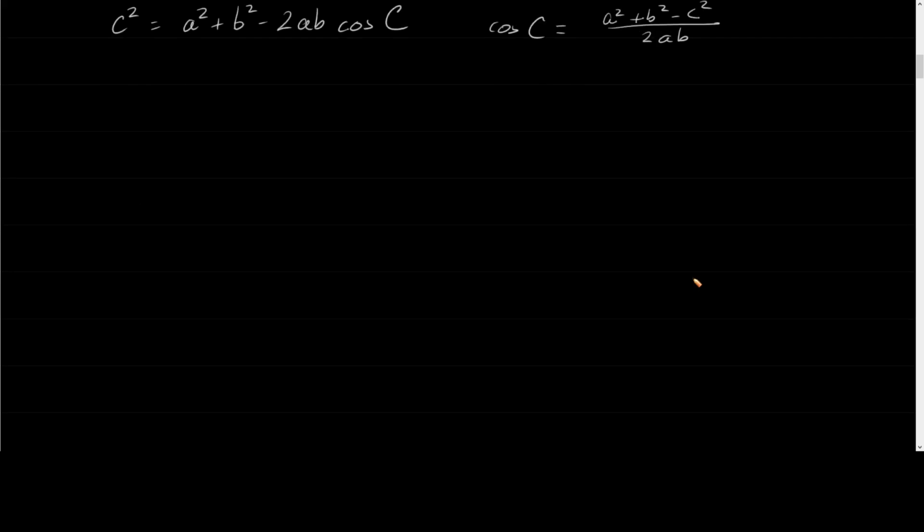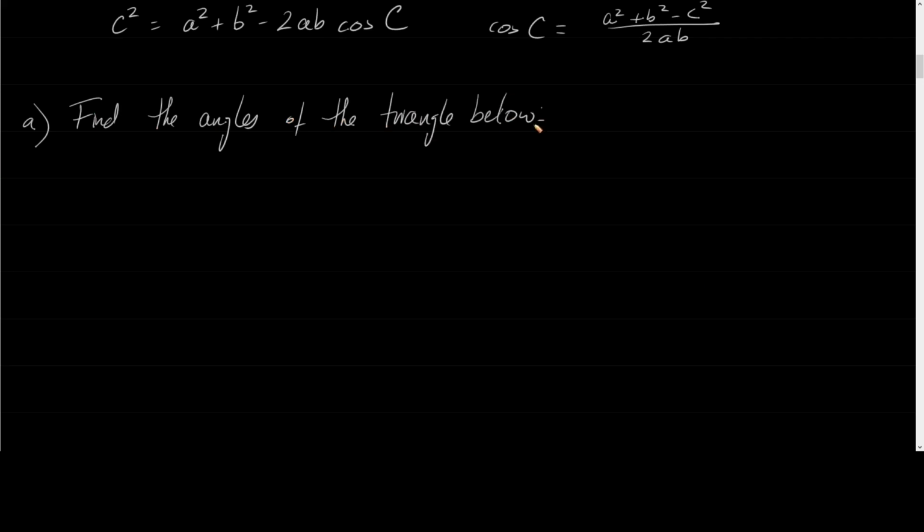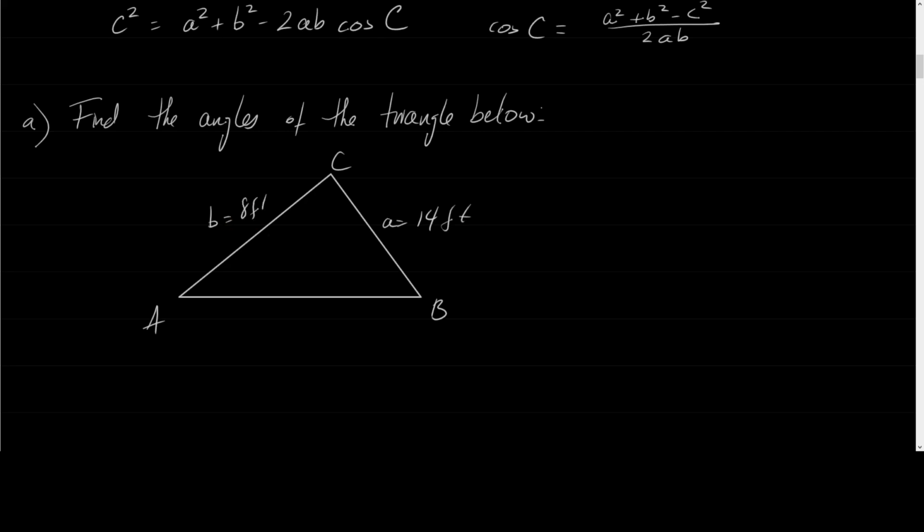All right. So now let's say that we have the following question. It says, find the angles of the triangle below. So let's say that we have a triangle like this. And in here, I'm going to say, well, this is A, this is B, this is C. Let's say that A is equal to 14 feet. Here, B would be equal to 8 feet. And C would be equal to 19 feet. And the question here is, what are the angles of this triangle?